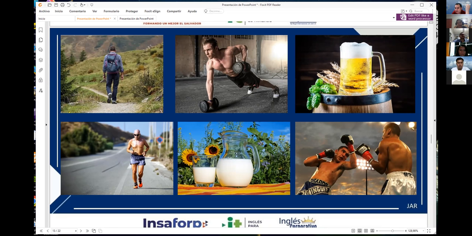Who drinks beer? Luis Enrique, do you drink beer? Yes, I do. I like the good beer. For example, San Miguel beer. Heineken beer. Heineken. German beer? No. It's a Netherlands beer. Ah, from the Netherlands. I didn't know. I thought it was German because of the name. I went to the museum. It's Netherlands.